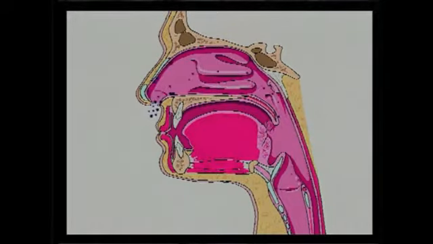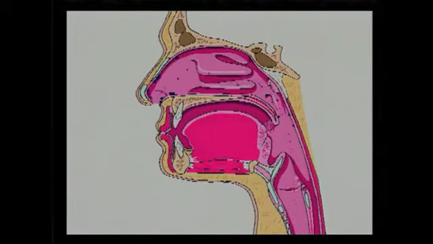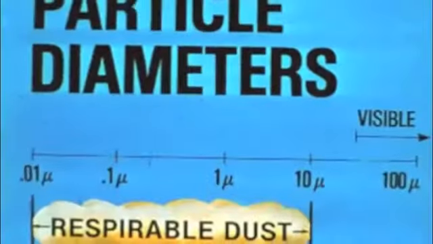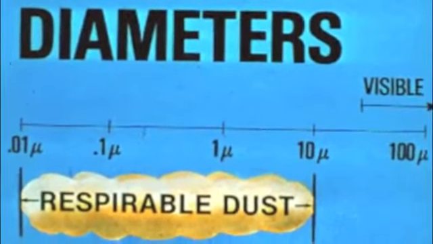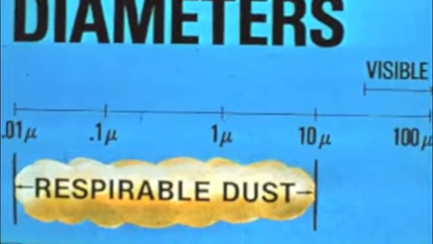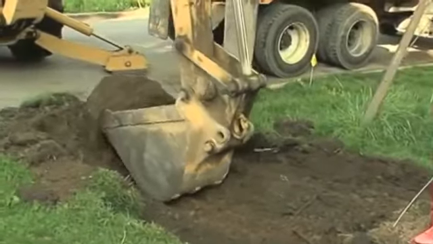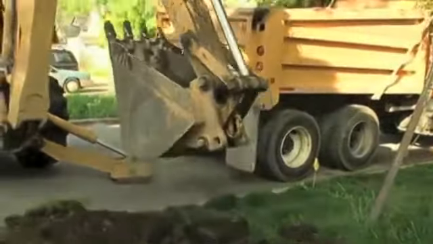The dust that you can't see and would most likely get past all those defense mechanisms and to the sensitive regions of your lung is what we call respirable dust. Generally speaking, respirable dust is made of particles less than 10 microns in size. A human hair is about 100 microns thick. Now let's talk about silica, a possible component of that dust.